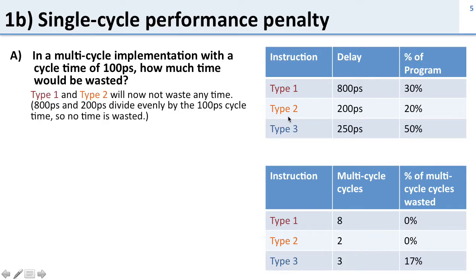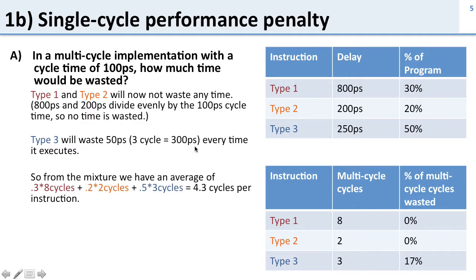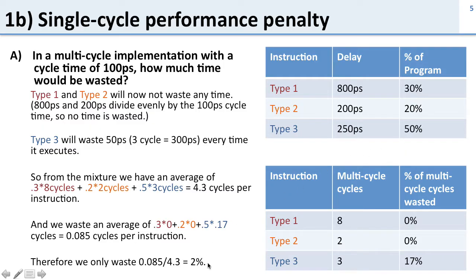So type 1 and type 2 aren't going to waste anything, but the last one is going to waste 50 picoseconds every time, because we need 3 cycles, so we've sort of rounded things up by saying everything's going to be in 100 picosecond chunks. So for the mixture we have here, we can just add them up, how much they waste times the amount of the program we get, and we can see that we're going to waste about 2% of the program in total.